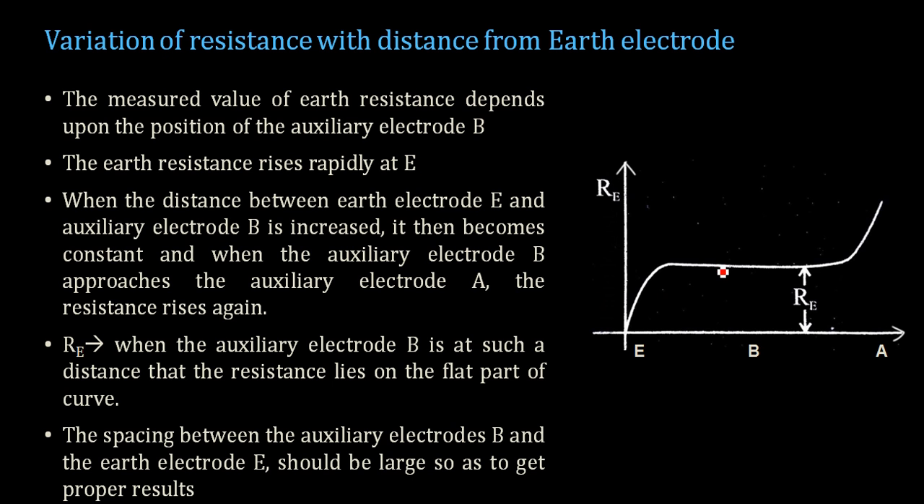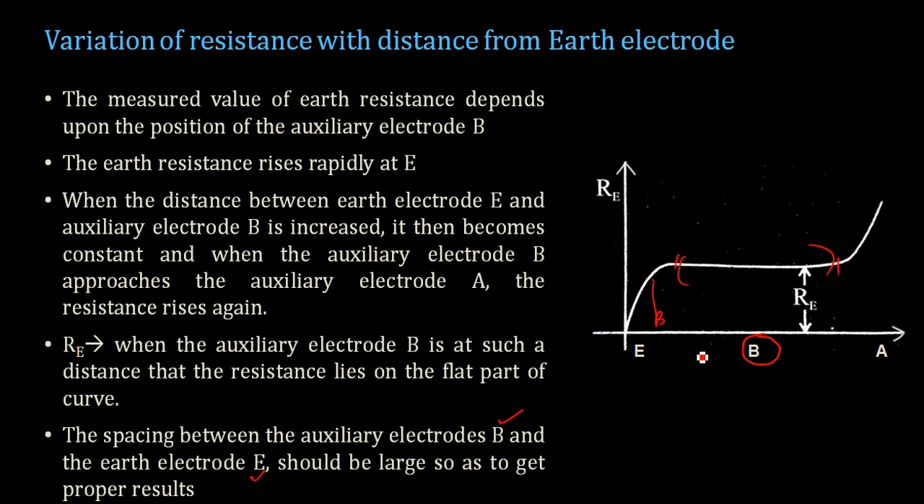So in a middle region you can see that between E and A, at a certain region you will have a constant resistance, and we will be positioning B in such a way that you are measuring the resistance of this region. Okay, and this value is taken as the earth resistance. Now the spacing between the auxiliary electrode B and the earth electrode E should be large to get proper results. So if you place B somewhere here, you may not get the proper result. So it has to be somewhere in this region to get accurate values of earth resistance.